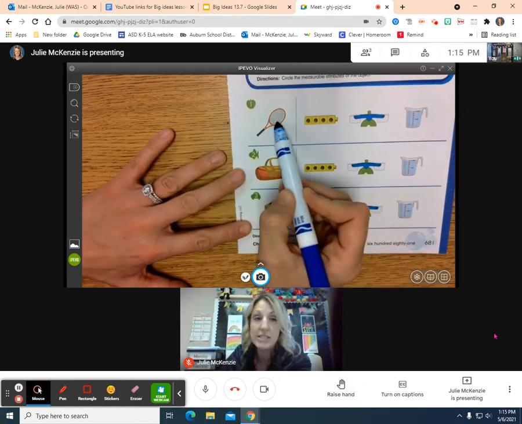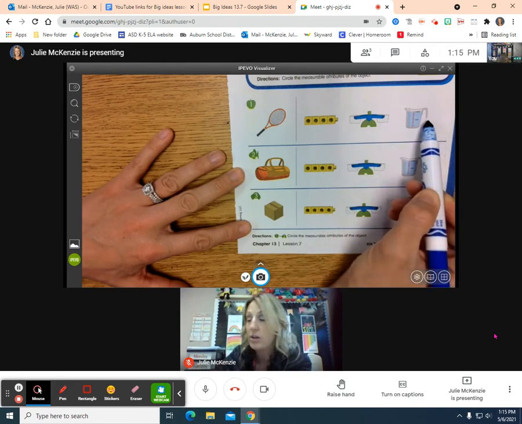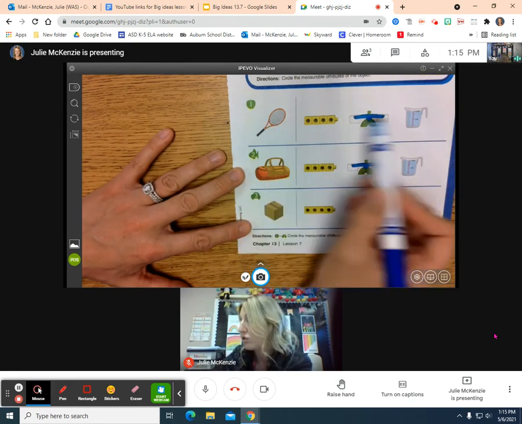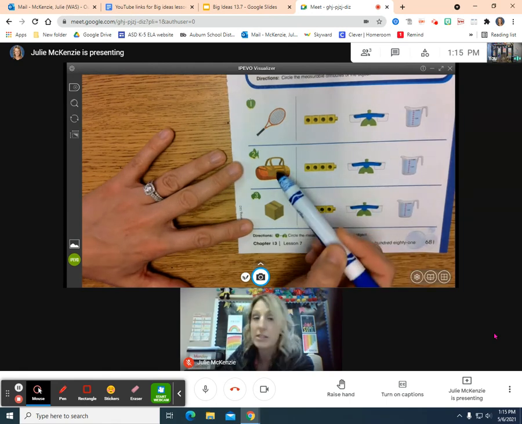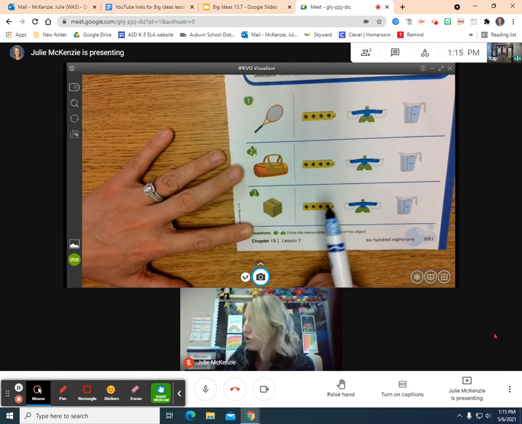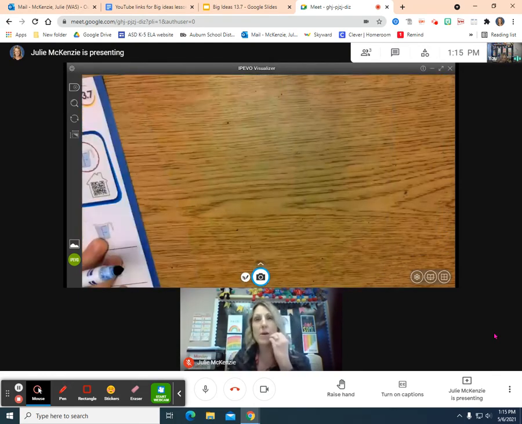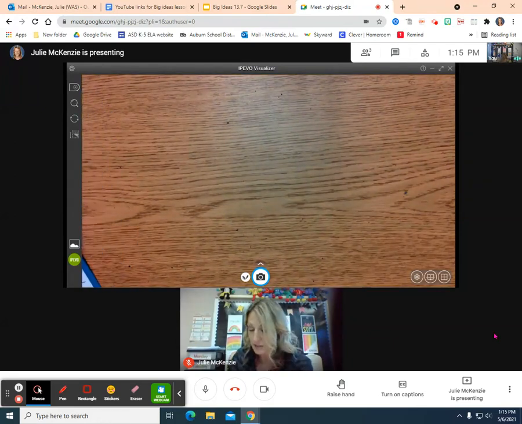Take a look at the tennis racket. Which of these things show its measurable attributes? Take a look at this bag. Which of these things show the measurable attributes? And then the same thing with the box. I'm going to pull mine away and circle my answers. And I want you to circle your answers all by yourself. Go ahead and do that right now, and we will check our work together.